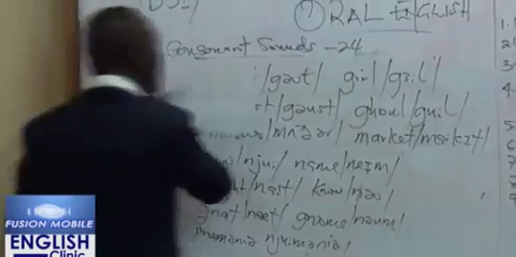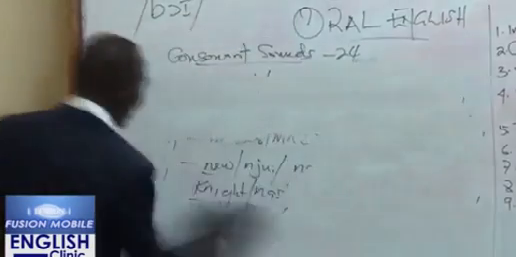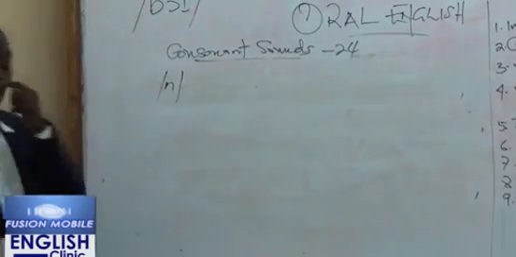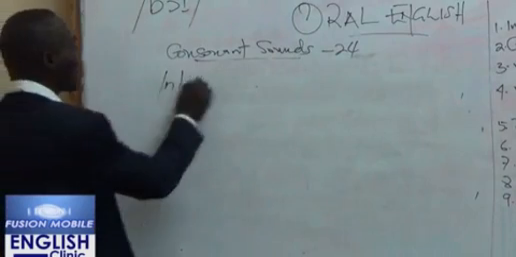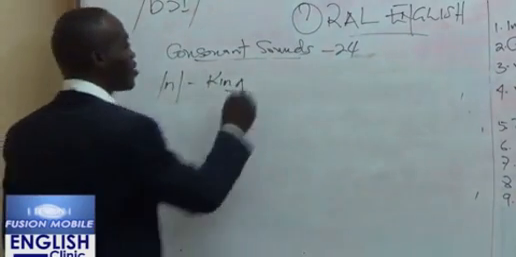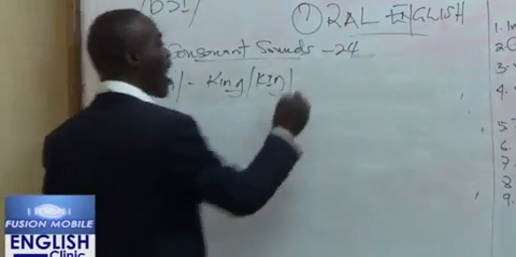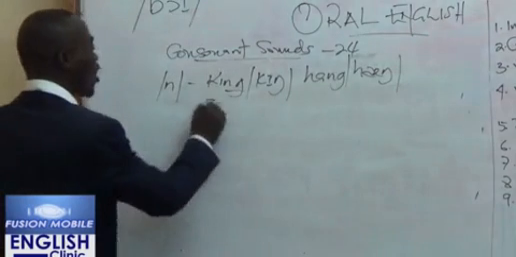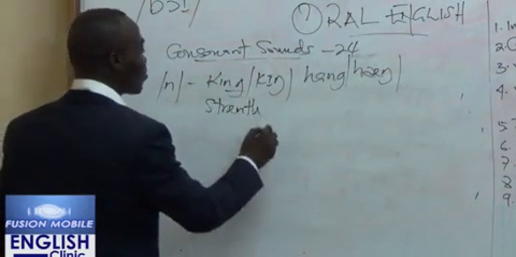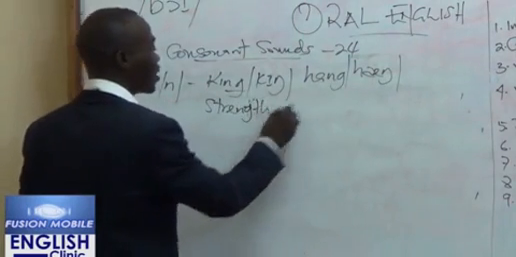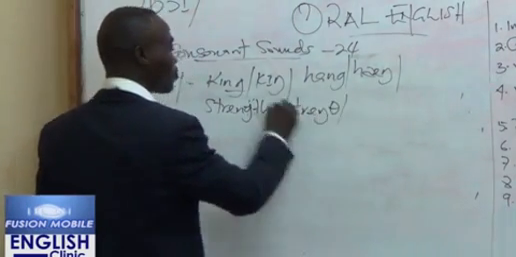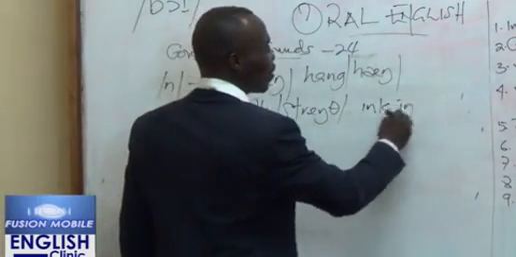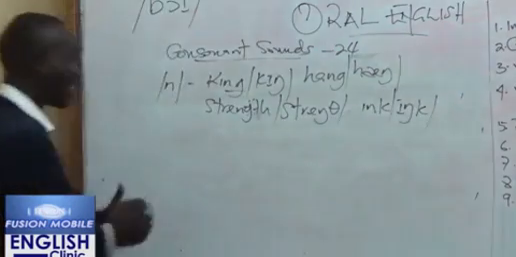Then let's look at the next sound, which is ng. Now this sound is realized when you have words ending with ING, ANG, UNG. For instance, you have something like king. You have hang. You have it in the word strength. And so on and so forth. You have it in a word like ink. You can see the ng sound there.